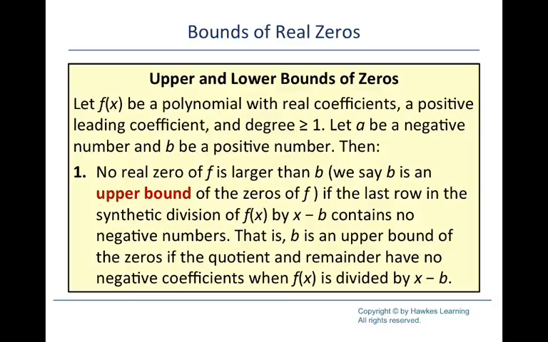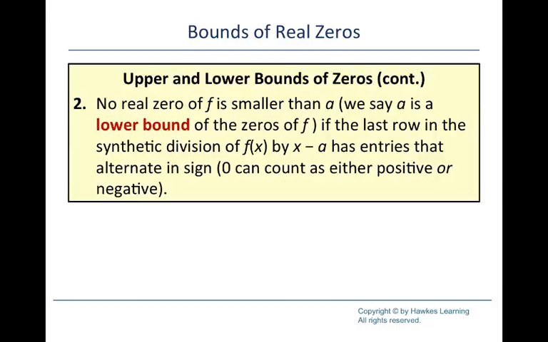Let f of x be a polynomial with real coefficients, a positive leading coefficient, and a degree bigger than 1. a is a negative number and b is a positive number. If no real zero of f is larger than b, we say b is an upper bound. This holds if the last row in the synthetic division of f of x by x minus b contains no negative numbers. That is, b is an upper bound of the zeros if the quotient and remainder have no negative coefficients when divided by x minus b.